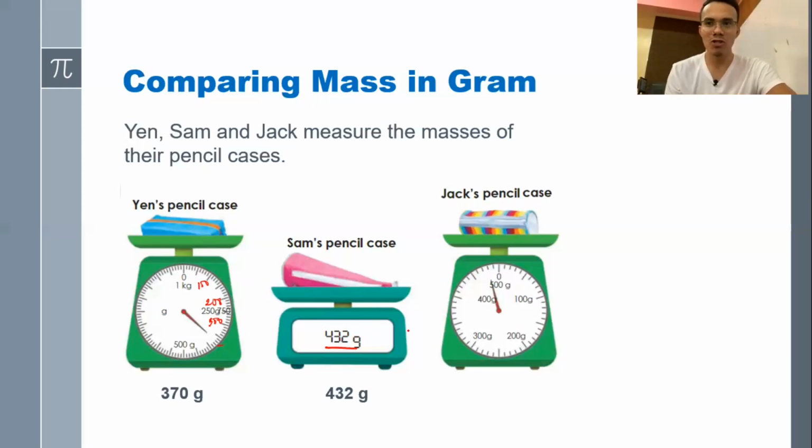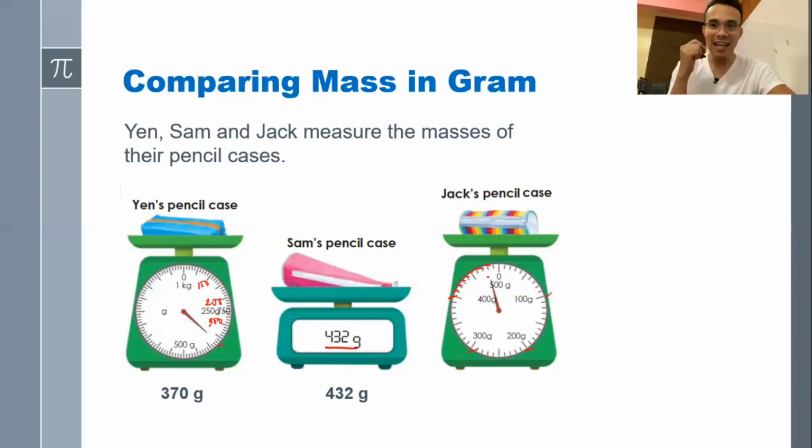And what about Jack's pencil case? We have 100, 200, 300 grams, 400 grams, and starting at 400 grams, let's count in tens. 400, 10, 20, 30, 40, 50, 60, 70, and 80.